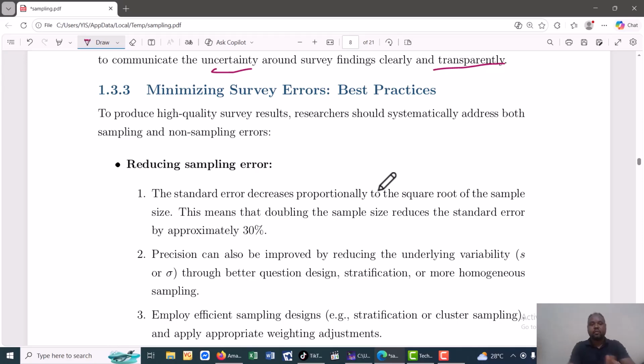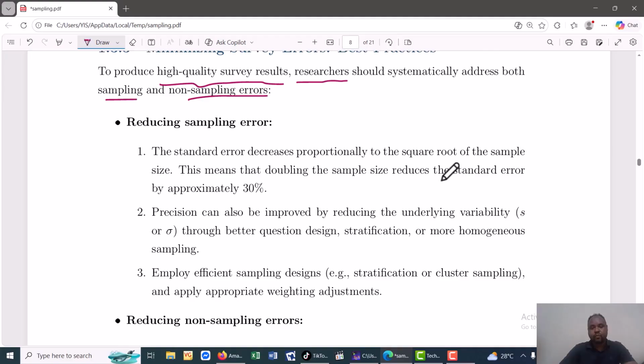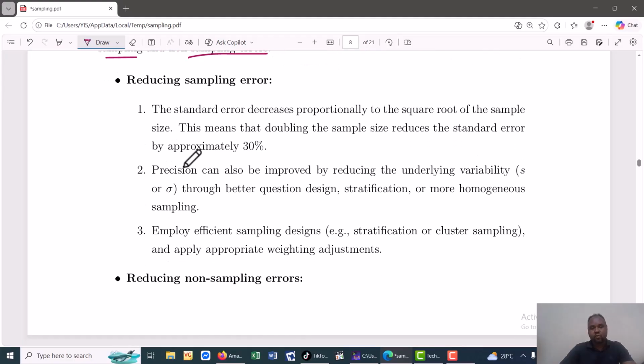We know that errors in surveys cannot be avoided 100%, but we can minimize them. So in what follows, we will see how to minimize survey errors, the best practices to do so. To produce high quality survey results, researchers should systematically address both sampling and non-sampling errors. How can we reduce sampling error? We do have 3 possible ways to do so.